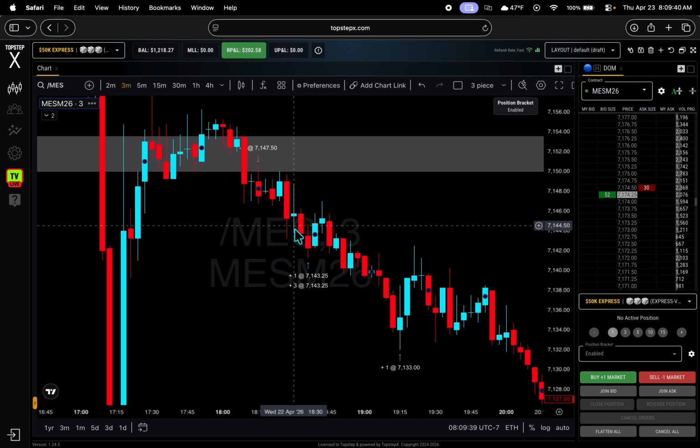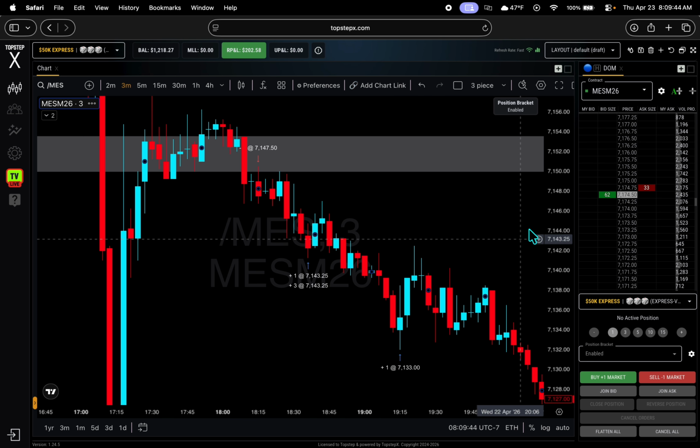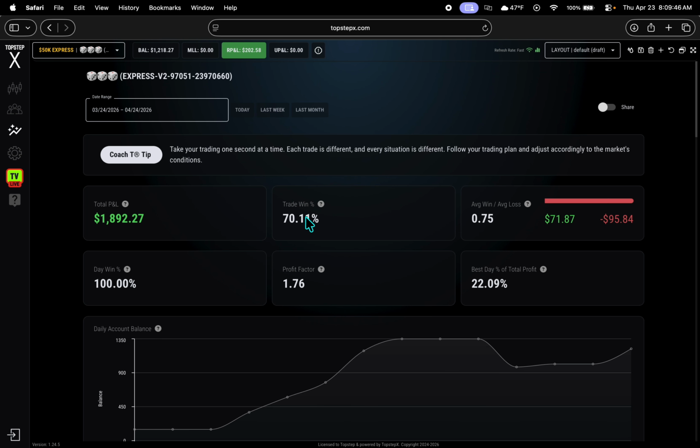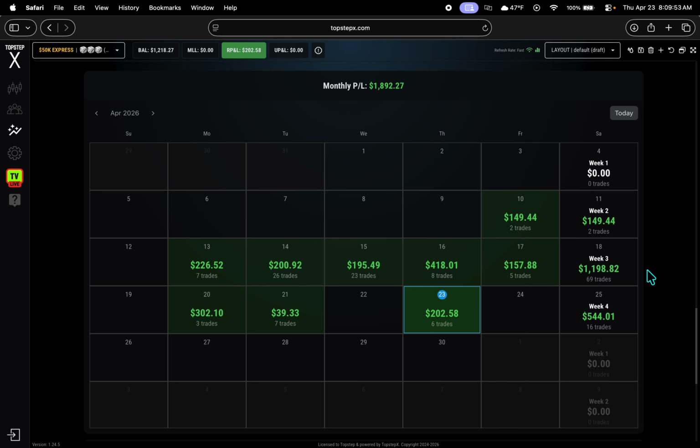And now we just watch it climb down, sell 4 contracts, hold 1 runner. And guys, that is how we finish the day strong. That is how not only did we take a payout already on this account, but we're on track to take another payout again, every single day, green.